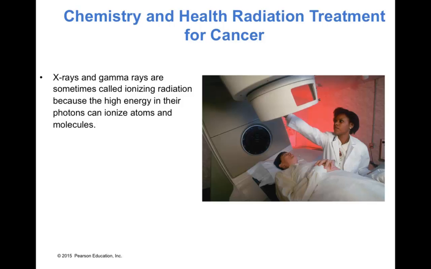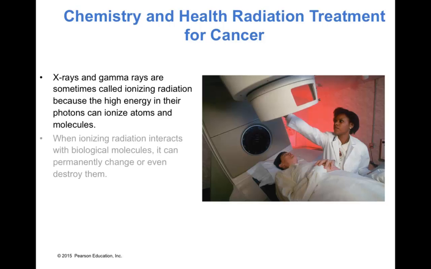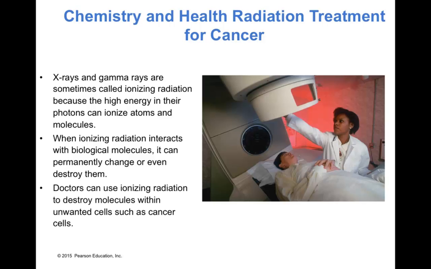X-rays and gamma rays are sometimes called ionizing radiation because the high energy in their photons can ionize atoms and molecules. When ionizing radiation interacts with biological molecules, it can permanently change or even destroy them. Doctors can use ionizing radiation to destroy molecules within unwanted cells, such as cancer cells.